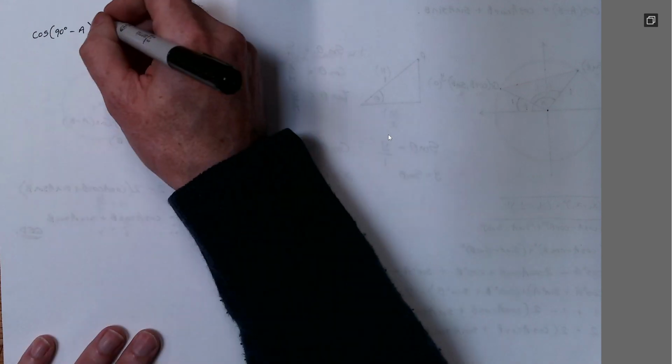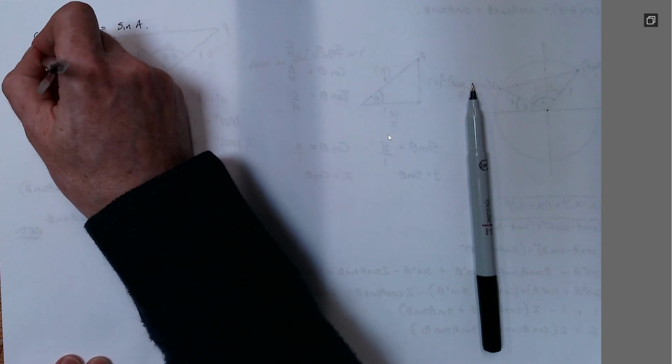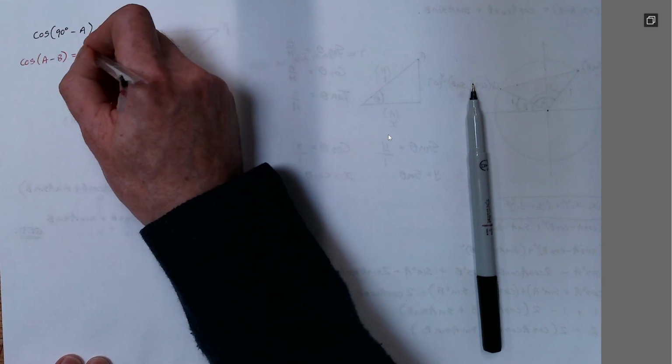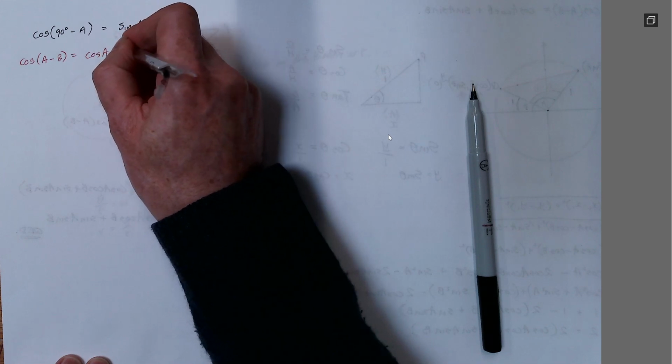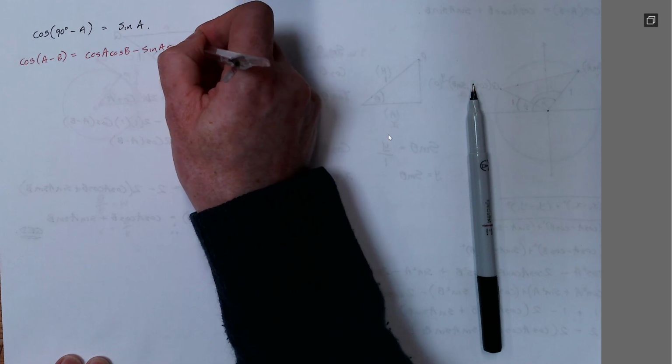Okay. So we get that cos of 90 degrees minus A equals sin A. Now we can use the formula we know: cos of A minus B equals cos A cos B minus sin A sin B.